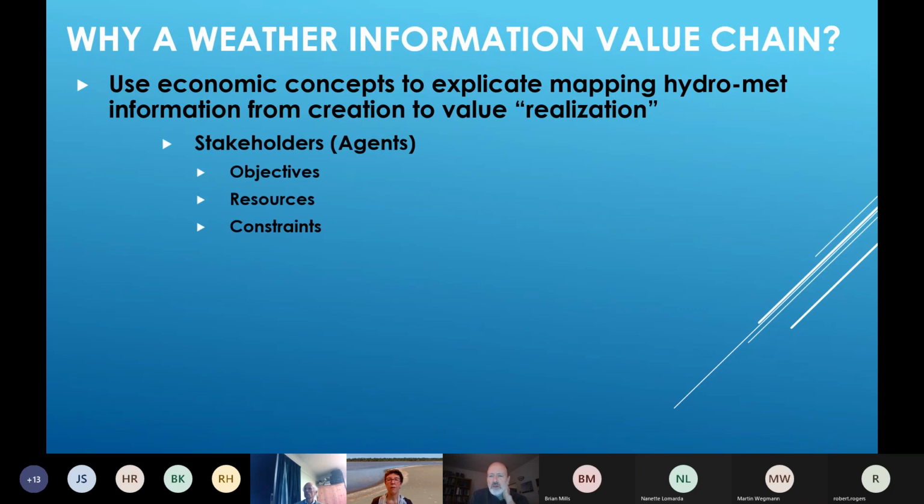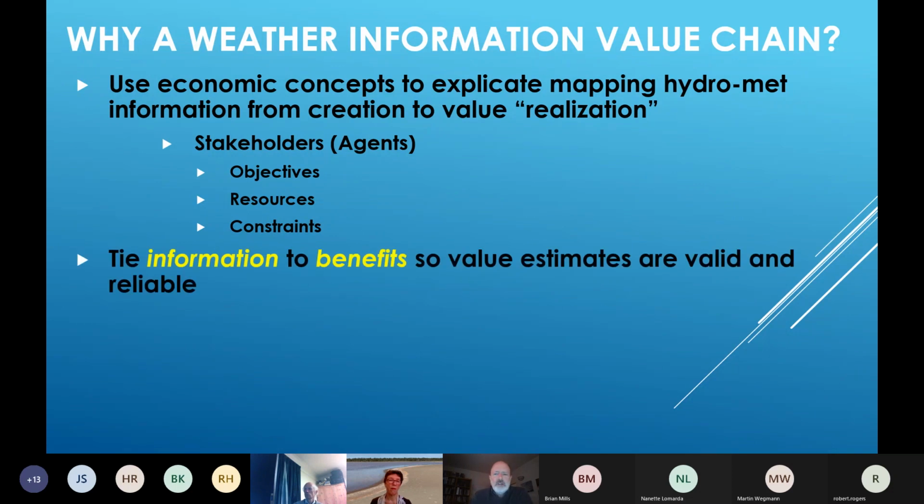From an economic point of view, we usually use a very simple or basic modeling approach. So there's different stakeholders or decision makers, and we could very simply break that down into they have objectives, they have resources, and they have constraints. And that very simple modeling approach, putting those together, we can explain most of what economics does in terms of analyzing decisions and measuring value.